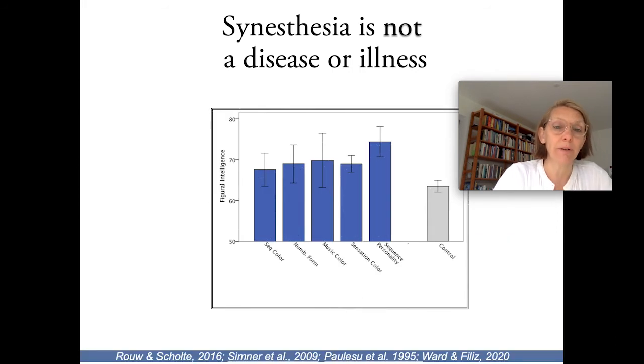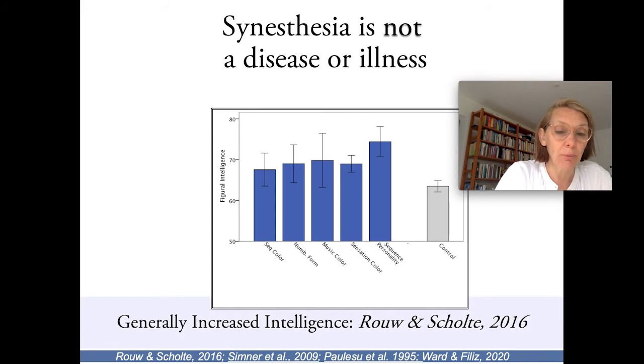And we have also found that in our scientific research, where synesthesia can enhance memory performance, or we found an example of generally increased intelligence. It's not a large effect, but it definitely shows that synesthetes can have an advantage of their synesthesia rather than a disadvantage. And I'm sure Professor Jamie Ward will talk about this in his presentation as well.